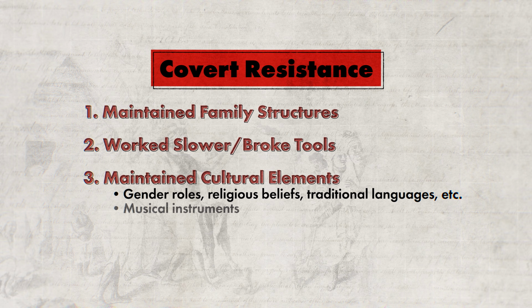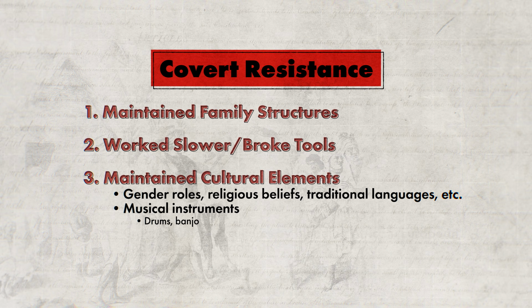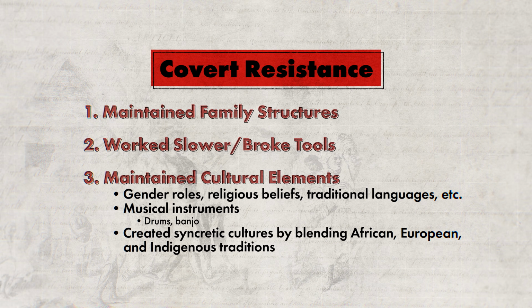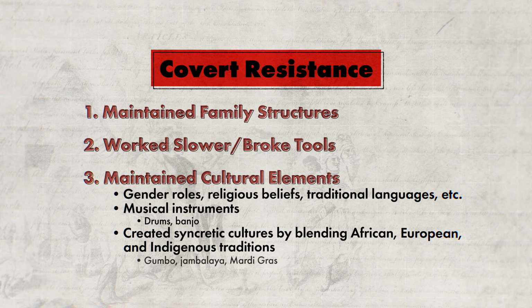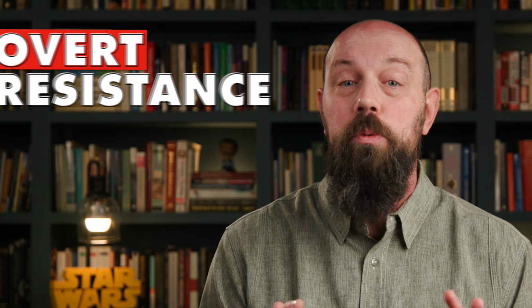Additionally, they introduced musical instruments like drums and the banjo to the Americas. And by blending African, European, and indigenous traditions, they created syncretic cultures that resulted in foods like gumbo and jambalaya and traditions like Mardi Gras. And while covert resistance was much more widespread among the entire enslaved population, it was overt resistance which had a much bigger impact.